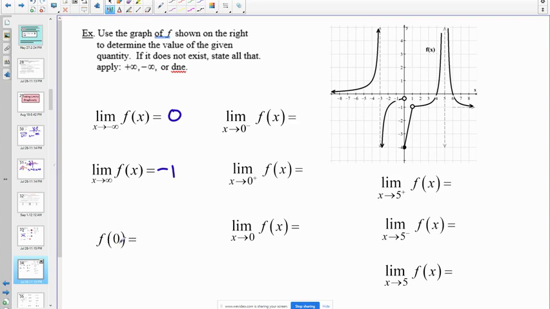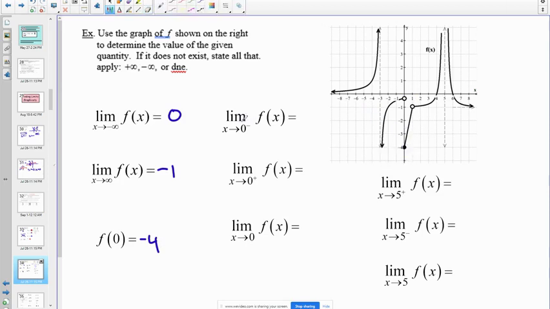What is f at 0? So this isn't a limit problem, just f of 0. So at 0, what is the functional value at 0? Okay, it's this one right here. Do you see it? There's a dot right there. So this answer is -4.